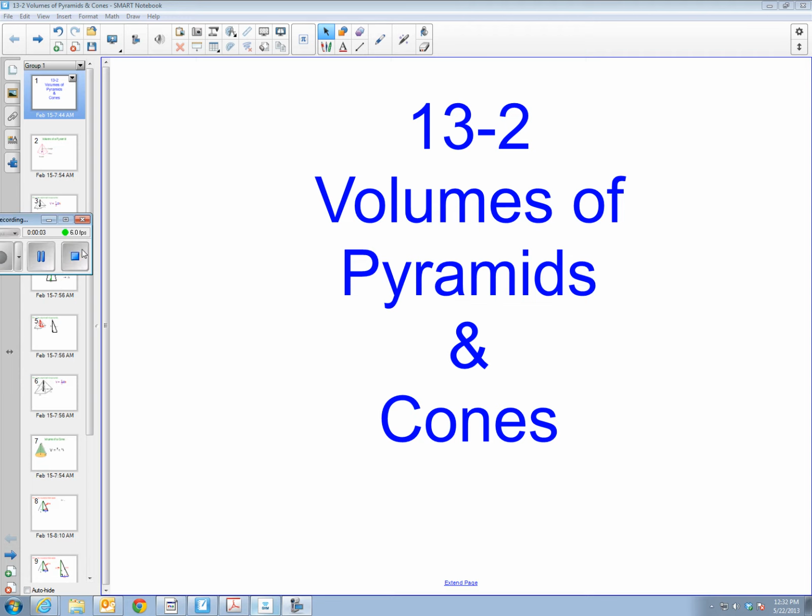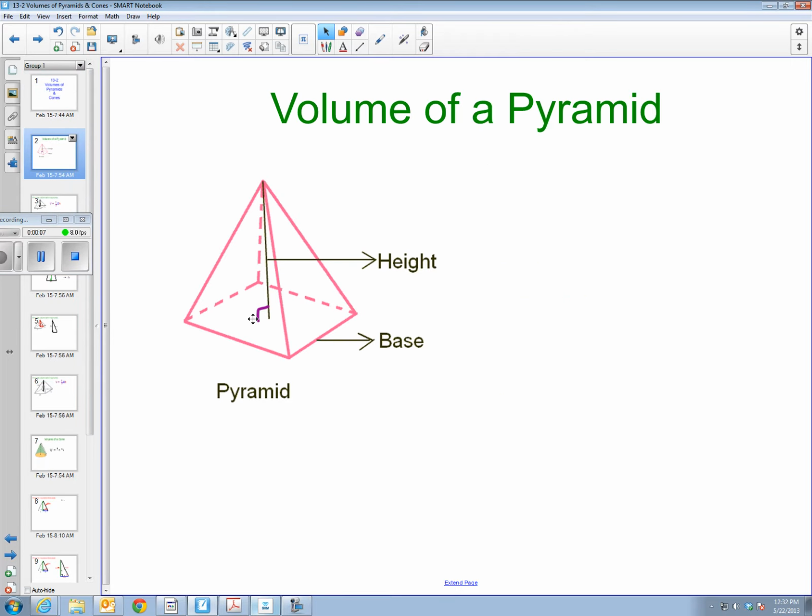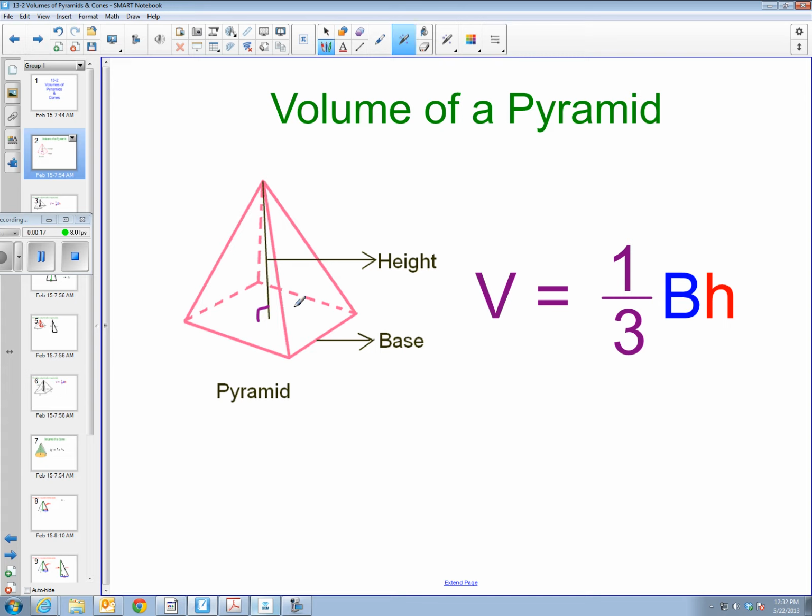Next, we're going to move on to the volumes of pyramids and cones. The formula for the volume of a pyramid is 1/3 the base times the height. Notice it's big B here. That capital B means we need the area of the base, or the area of the shaded area that I've just colored in blue.